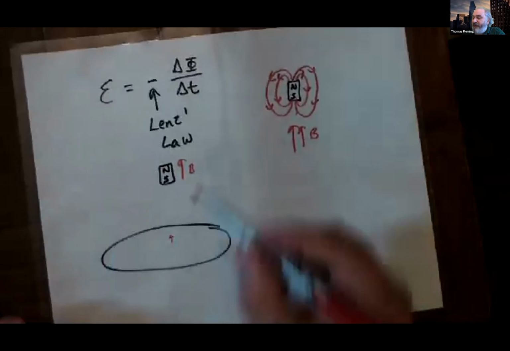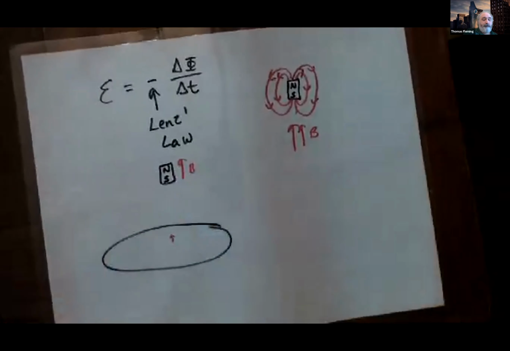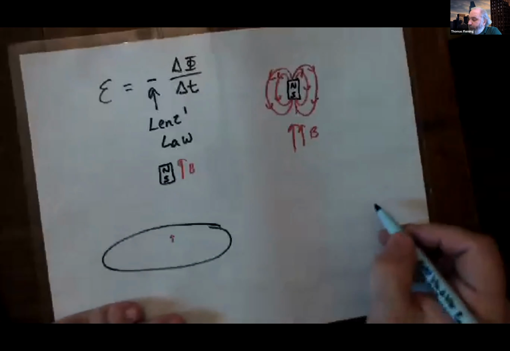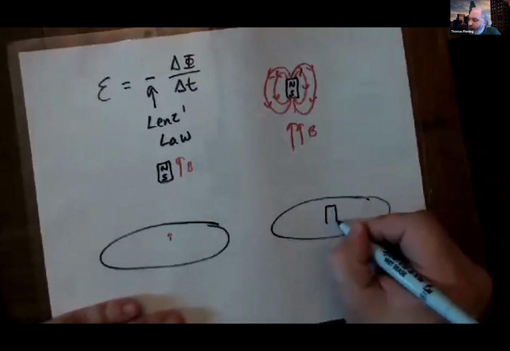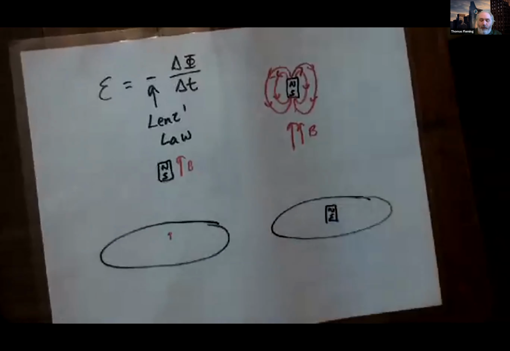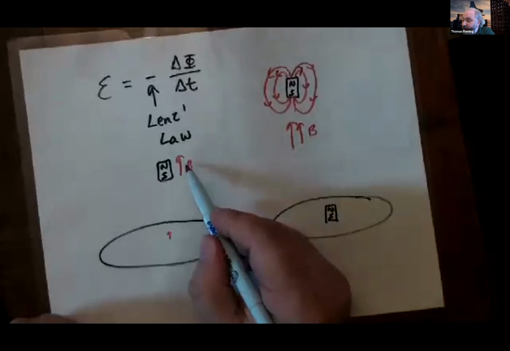But what's going to happen is, as this guy drops down and gets closer, well, later on, if this is my loop, later on when the magnet is, say, right here in the middle, well, now what's going to happen is the amount of flux going through this surface is this big.